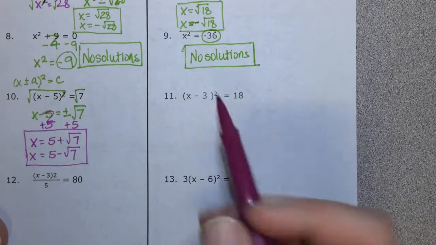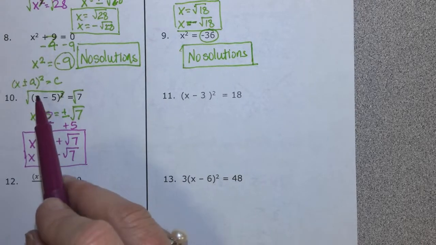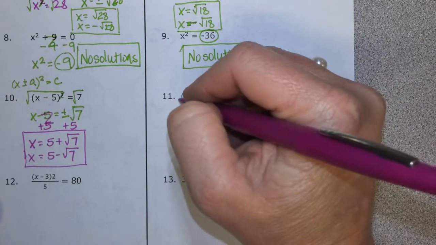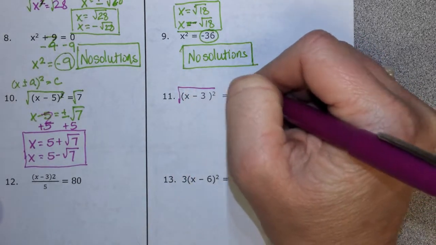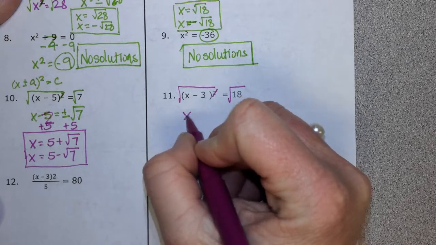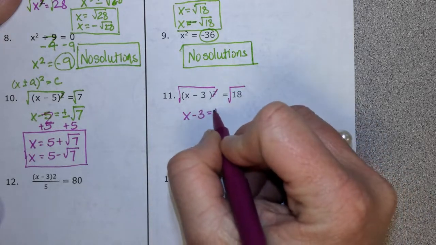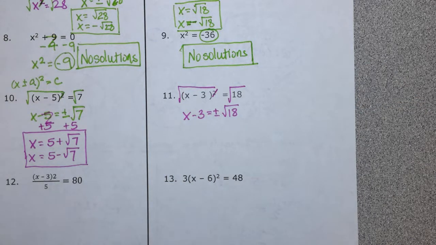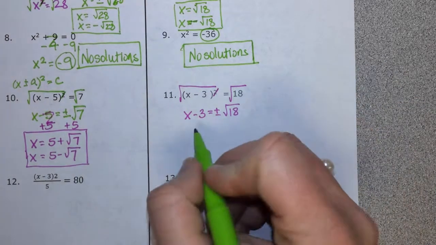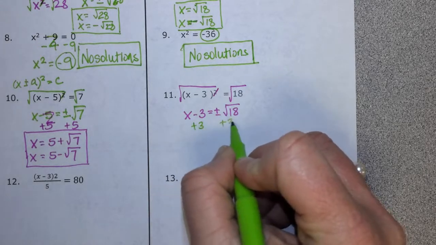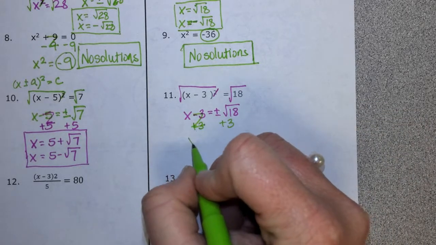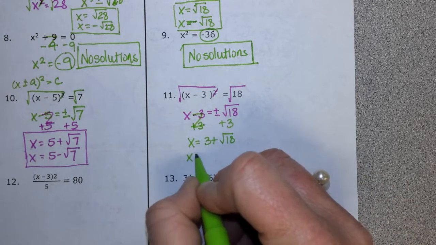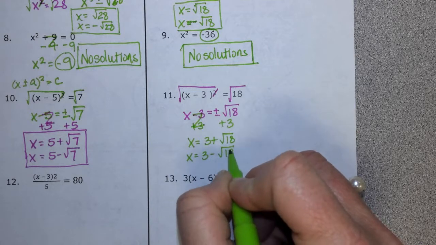Number 11. So if you'll notice, number 11 is just like number 10, and it's set up in the form that we need it to be in order to take the square root of each side. So we'll go ahead and do that. This will cancel out. So then I have x minus 3 equals plus minus the square root of 18. And now to solve for x, all we need to do is add 3 to both sides. So our solutions are x equals 3 plus the square root of 18, and x equals 3 minus the square root of 18.